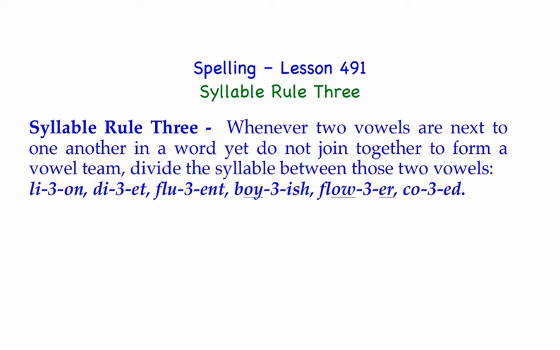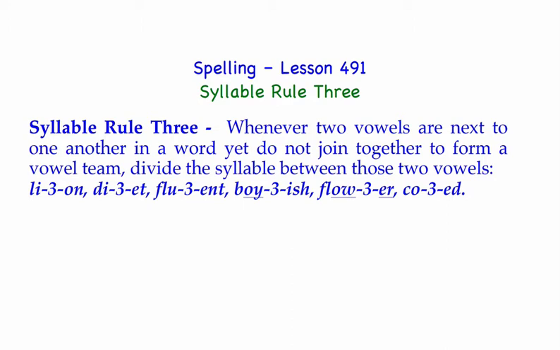This is lesson 491. This is a spelling dictation lesson. I will dictate words where syllable rule 3 will be responsible for the division of at least one syllable within each of these words. Syllable rule 3 says that whenever two vowels are next to one another in a word, yet do not join together to form a vowel team, divide the syllable between those two vowels. And the examples given are lion, diet, fluent, boyish, flower, and coed.